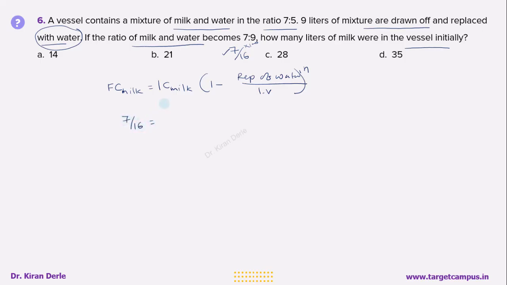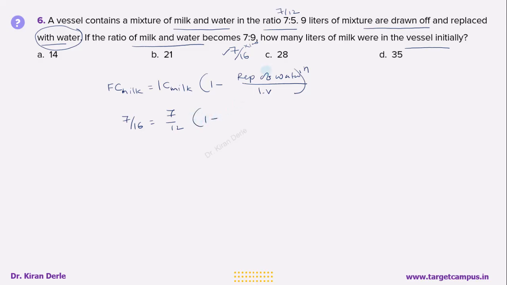As I've already told you, if you get final concentration of milk in terms of fraction, you should write initial concentration also in fraction. If it is percentage, you should write percentage. If it is in liters, you should write in liters, right? So what is the initial concentration of milk? The mixture was 7:5, so milk was 7 out of 12 parts.